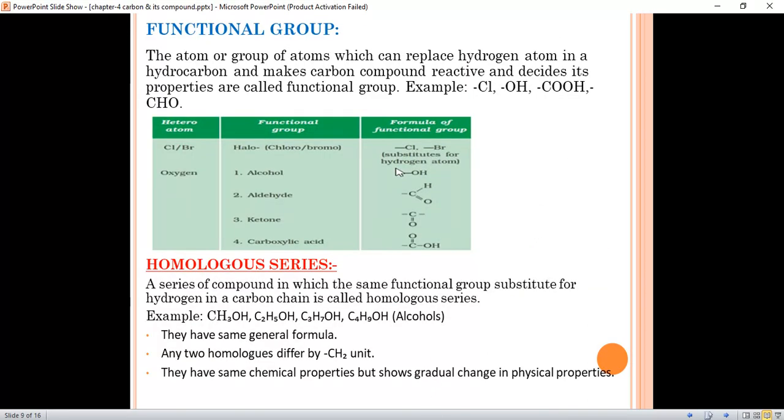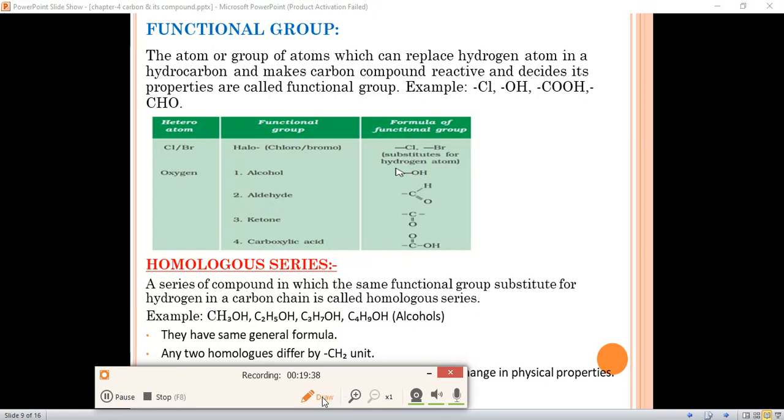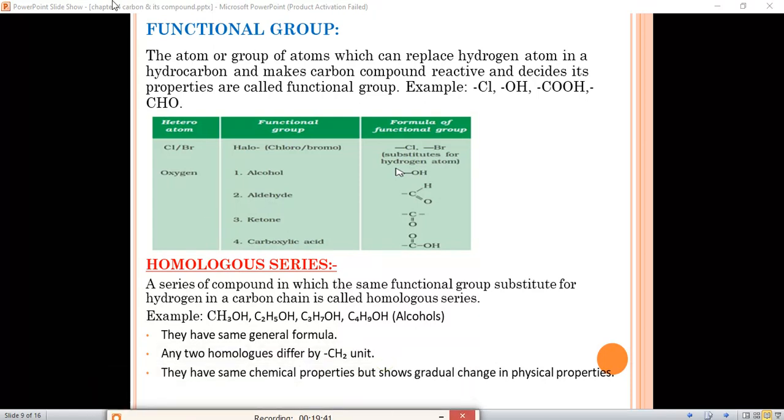Next we'll read about the functional group. What do we understand by functional group? The atom or group of atoms which can replace a hydrogen atom in a hydrocarbon, makes the carbon compound reactive and decides its properties, is called a functional group. Examples: chlorine, Cl, OH, COOH and CHO. It can be one atom or a group of atoms which can replace one or more hydrogen atoms in a hydrocarbon chain and makes the carbon compound reactive and decides its properties.